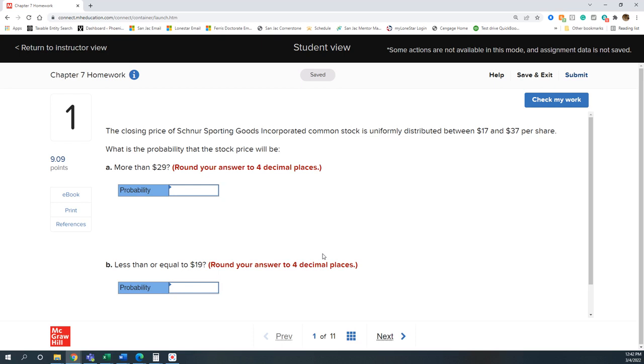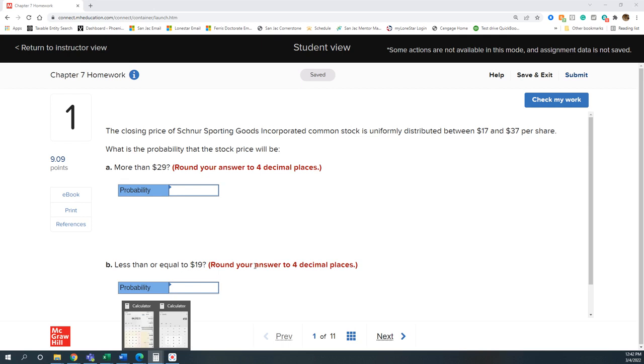Now, when we want to find the probability here, since it's more than 29, we need to take the height times the length. The height is 1 divided by 37 minus 17. And then it's multiplied by the length of what we need to find, which is more than $29. So 29 ends up being our minimum in the length, and it's subtracted from 37.